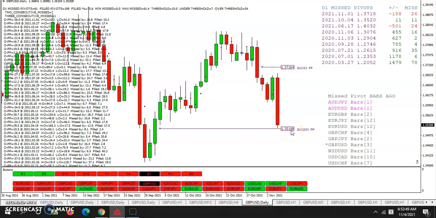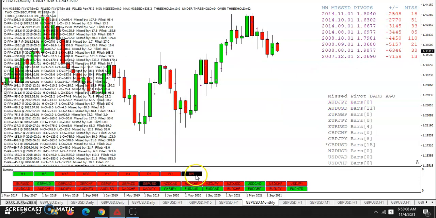Got close though, 20.204, 19.8. It almost took out that pivot. So we've got a missed pivot from 3 days ago. And we've already taken out the monthly pivot. Haven't missed the monthly pivot since 2014.